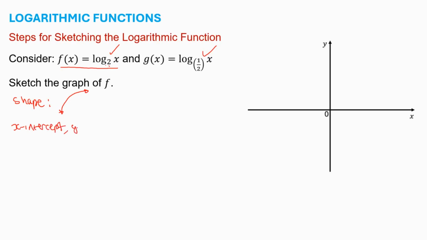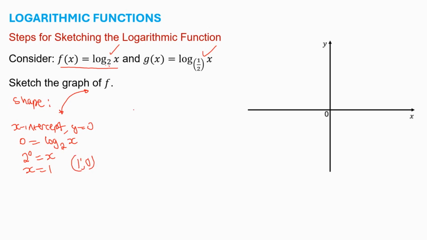X-intercept, to say that y is equal to 0. So we're going to say 0 is equal to log x to base 2. And then we change this from logarithmic form to exponential form. So it's 2 to the power 0 is equal to x, meaning that x is equal to 1. So we have our x-intercept, which is (1, 0).